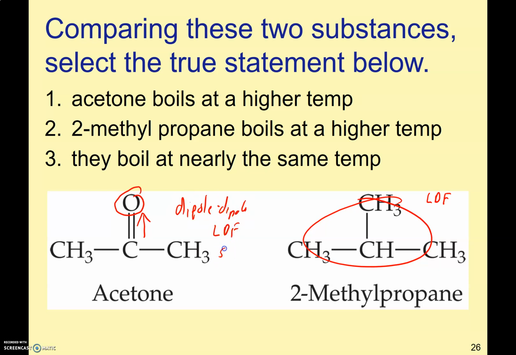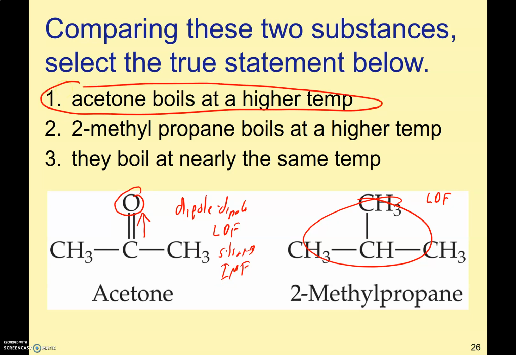So it's going to have stronger IMFs, and because it has stronger IMFs, it's going to boil at a higher temperature. So acetone is going to boil at a higher temperature. My brain needs to slow down. So it has stronger intermolecular forces, so it's going to boil at a higher temperature. Remember, the stronger the intermolecular forces, the harder to separate the molecules apart.